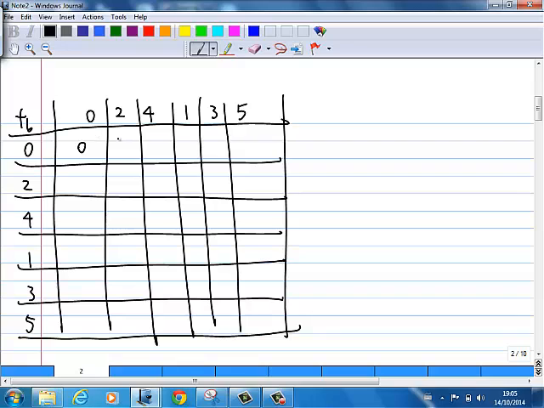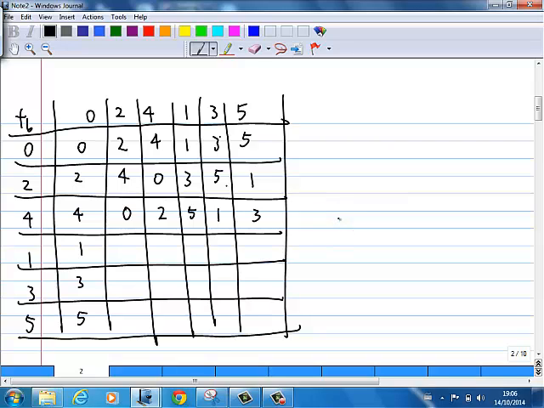So, for example, I just fill out the table. 0 plus 0 is 0, 0 plus 2 is 2, 0 plus 4 is 4, right? They are the same. 2 plus 0 is 2, 4 plus 0 is 4, the same. 2 plus 2 is 4, 2 plus 4 is 0 now. 2 plus 1 is 3, 2 plus 3 is 5, 2 plus 5 is 1 modulo 6. Alright? 4 plus 2 is 0, 4 plus 4 is 8, modulo 6 is 2, then 4 plus 1 is 5, 4 plus 3 is 1, 4 plus 5 is 9, modulo 6 is 3.